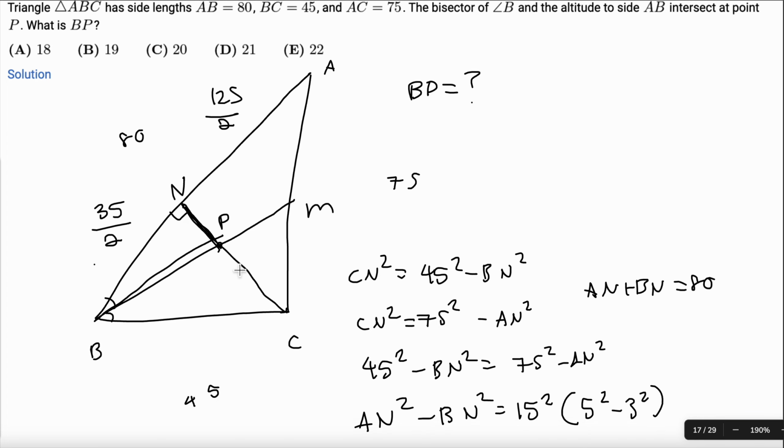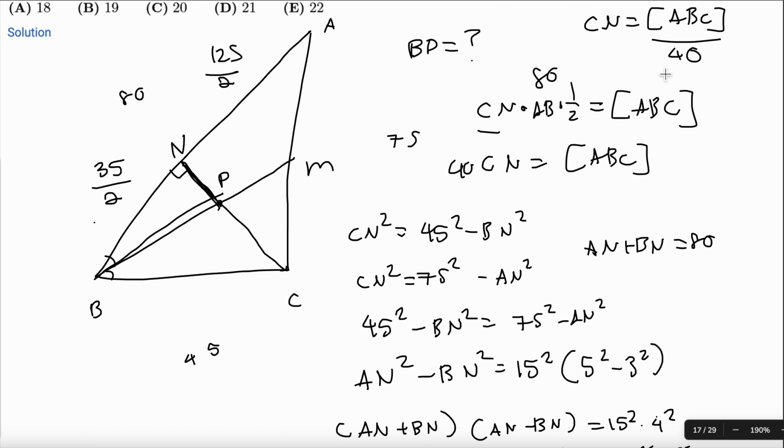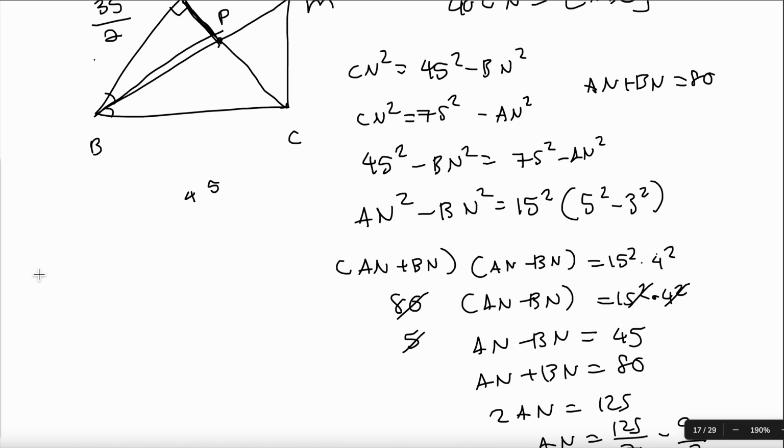So first, let's just find out what CN equals, and to do that, we know that CN times AB times 1/2 has to equal the area of ABC, of this triangle. And we want to find CN. We know AB is 80, so we get 40 CN equals the area of ABC. So CN equals the area of ABC over 40. So now let's try to find what the area of ABC is. And I'm going to write that down here. CN equals the area of ABC over 40.